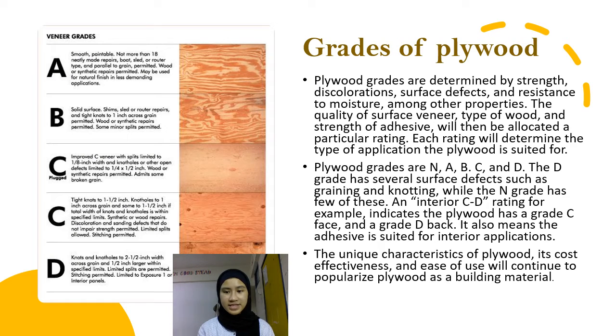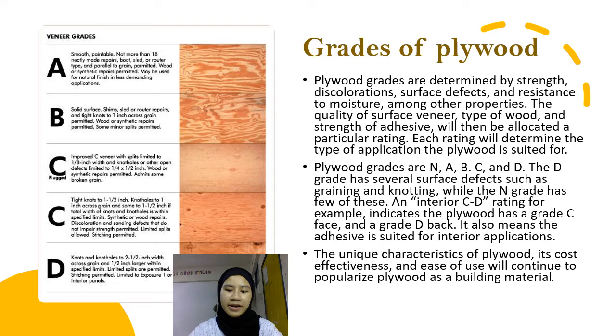Last is grades of plywood. Plywood grades are determined by strength, discoloration, surface defects, and resistance to moisture among other properties. The quality of surface veneer, type of wood, and strength of adhesive will then be allocated a particular rating. Each rating will determine the type of application the plywood is suited for.